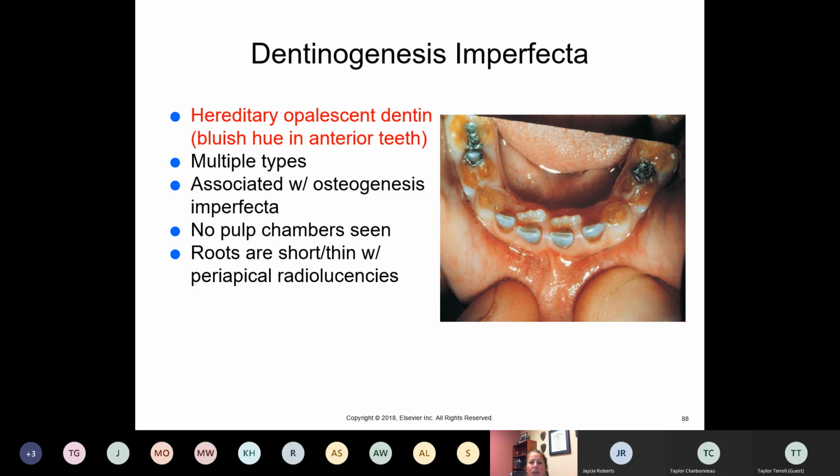Here's an image that's showing you dentinogenesis imperfecta now. So this is a hereditary opalescent dentin. It kind of looks yellow too because you're seeing a lot of the dentin through. On the anterior teeth, you'll see that bluish hue, but on the posterior teeth, they're kind of amber colored or yellow. There are multiple types that are associated with osteogenesis imperfecta. We don't see pulp chambers when we take these radiographs, and the roots are short and thin and often associated with periapical radiolucencies.